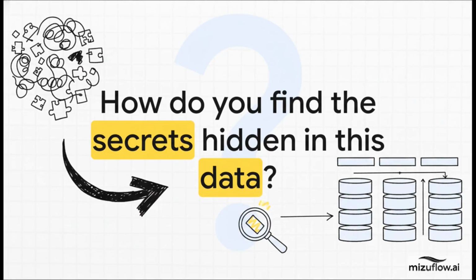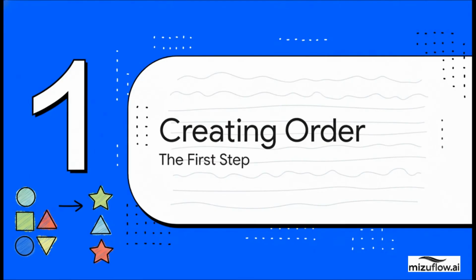So, what do we do? How do you actually find those secrets? How do we turn this messy puzzle into something that makes sense? Well, it all starts with one simple idea. We need to create some order. And that brings us to our first tool, sorting.